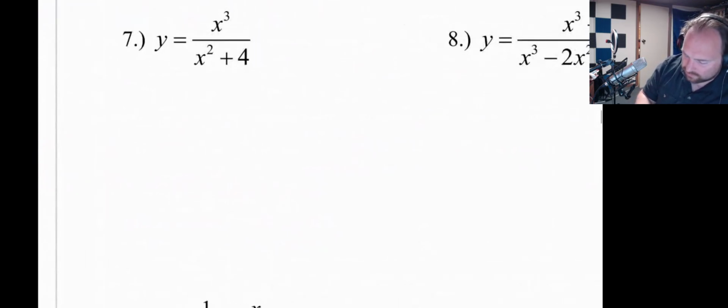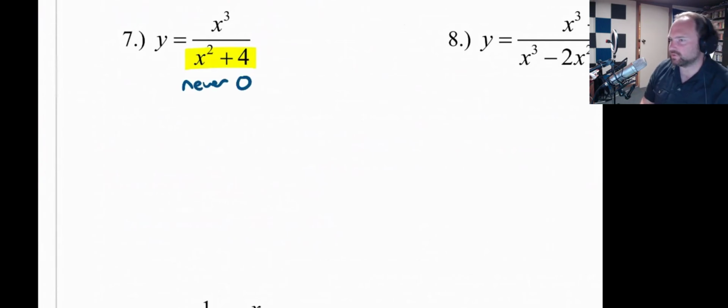First of all, let's break it down. On the bottom, nothing factors. You cannot factor x squared plus 4 into anything reasonable. So actually, if you think about it, this one doesn't really require any pre-work. You just got to think about things. The bottom of this fraction is never 0.